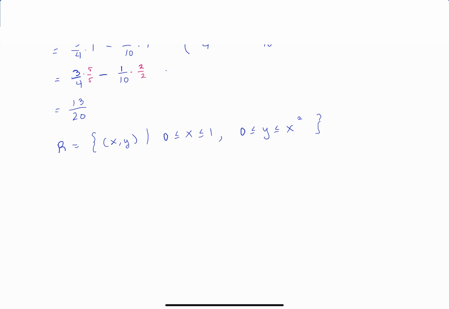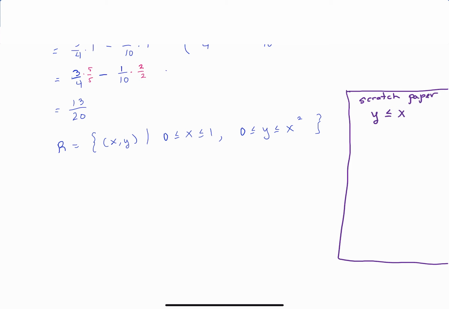I think I'll go off to the side. You could think of this as scratch paper to remind you how graphing inequalities that are not linear works, such as y is less than or equal to x squared. What you always do with inequalities is graph the equality. So I'm going to graph y equals x squared. That's our basic parabola.